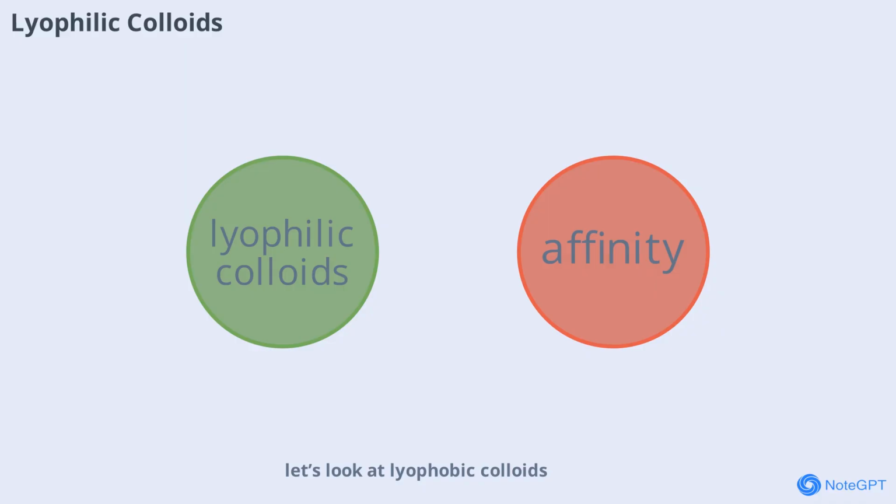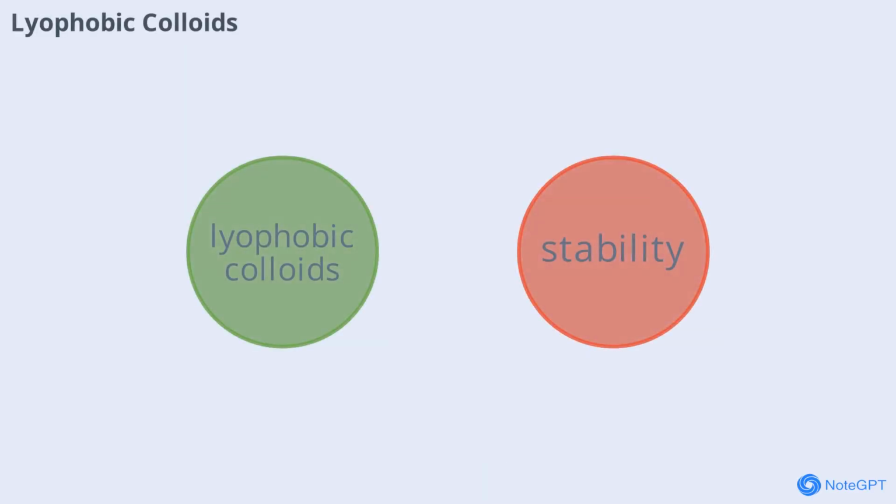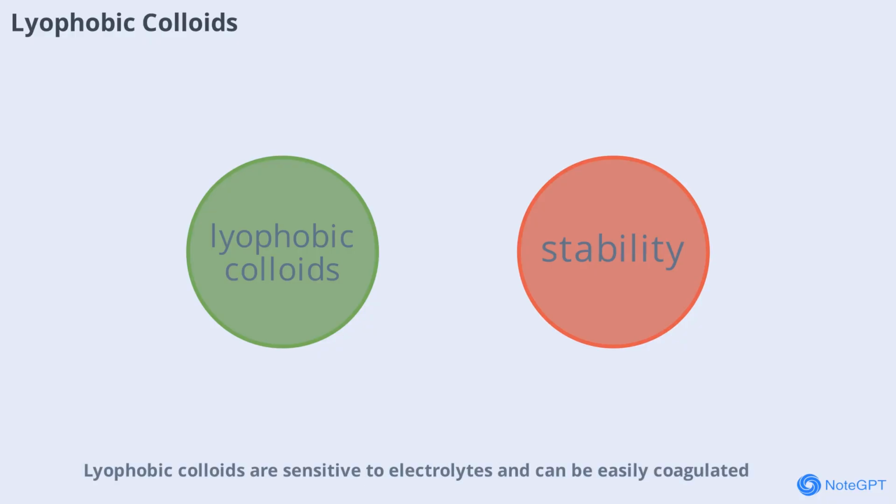Next, let's look at lyophobic colloids. Lyophobic colloids have little or no affinity between the dispersed phase and the dispersion medium. These colloids are less stable and require special methods for preparation and stabilization. Examples include gold sol and ferric hydroxide sol. Lyophobic colloids are sensitive to electrolytes and can be easily coagulated. Understanding the differences between lyophilic and lyophobic colloids is important for their practical use.